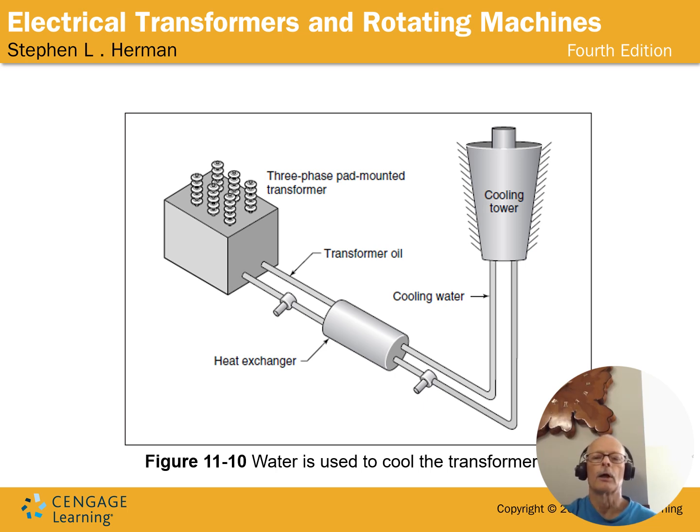Here it is. You've got a cooling tower up here. All this side is water, and here's the transformer, and all this side is oil, and these two are interlaced so that the oil has to flow around the tubes that have water flowing through them, or vice versa. The water has to flow around the tubes that have oil in. Either way, the water is picking up the heat and carrying it to the cooling tower.